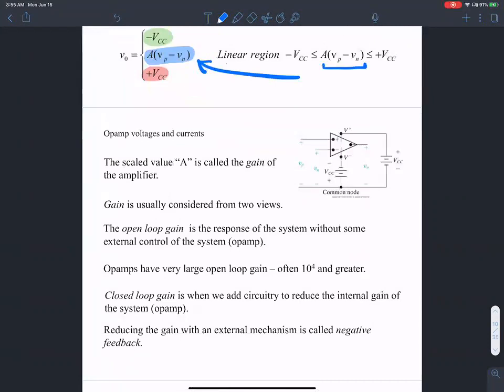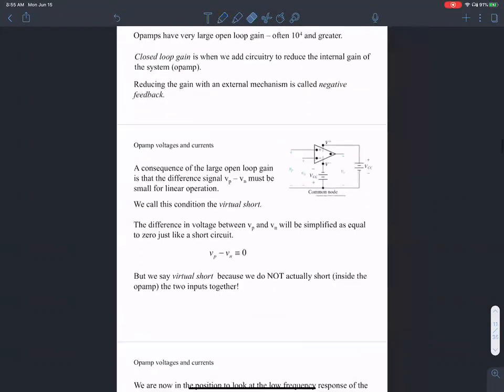Gain is actually considered from two views. We'll talk about open loop gain, closed loop gain, all of that, but don't pay too much attention to all of this. We'll come back to this.